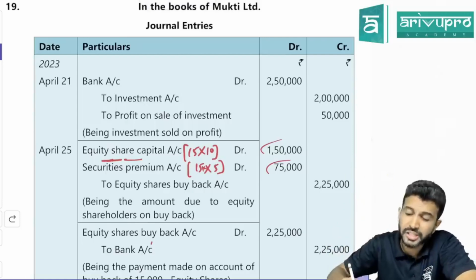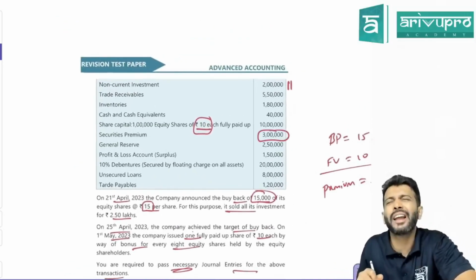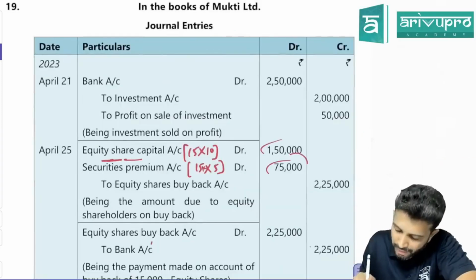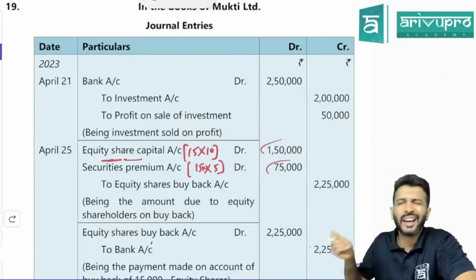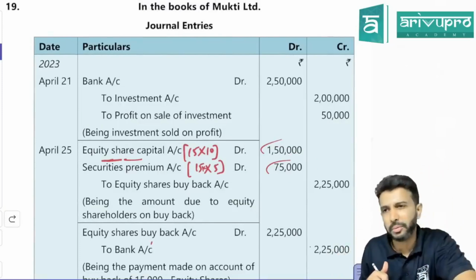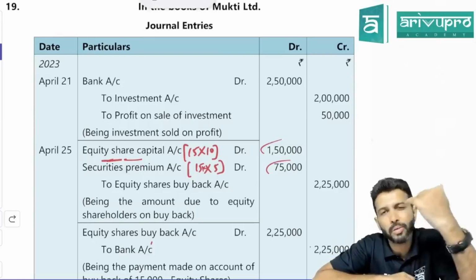This loss first will be adjusted against what? Securities premium. Check the question. Do we have enough balance in securities premium? Yeah. We have 3 lakh. But premium on buyback is only 75,000. So the entire premium on buyback, we can set it off with the securities premium. So if you want, you can write premium on buyback or directly debit securities premium, your choice.